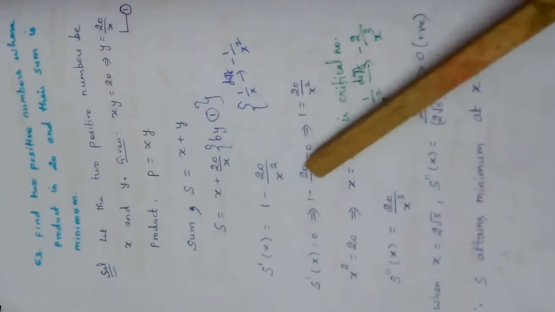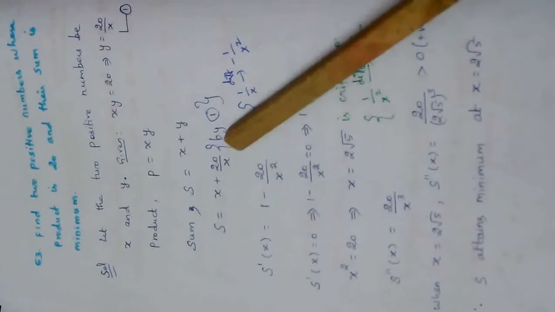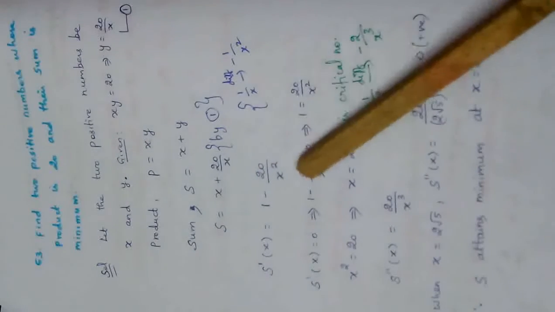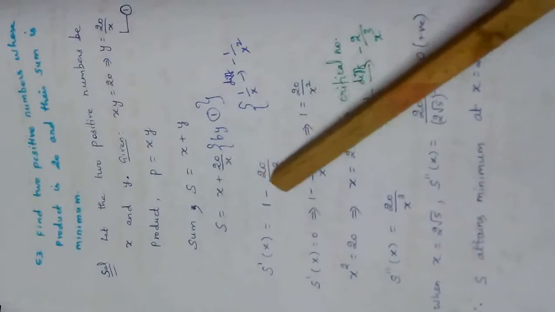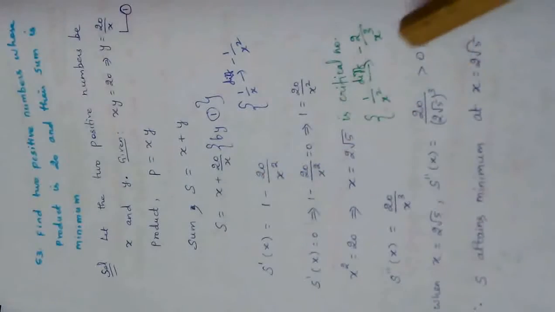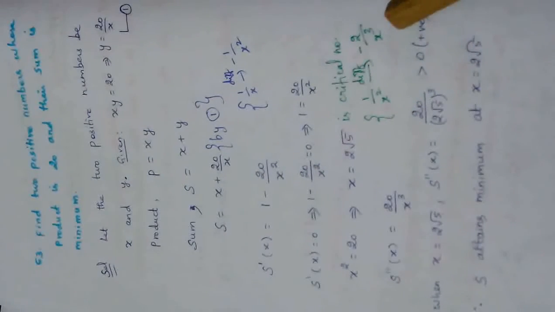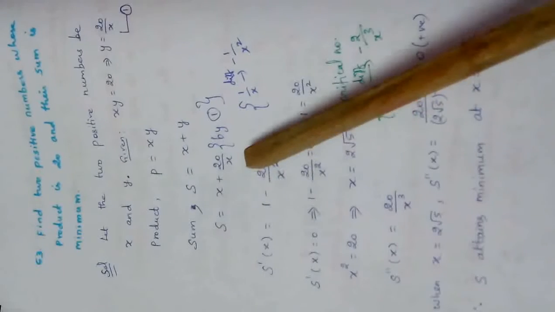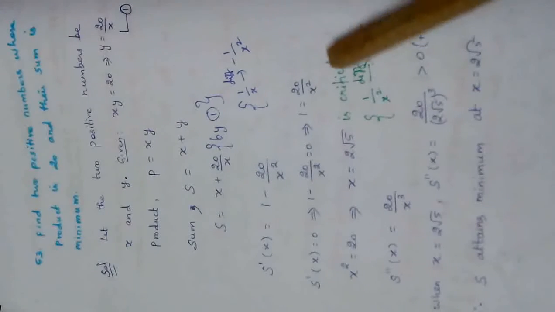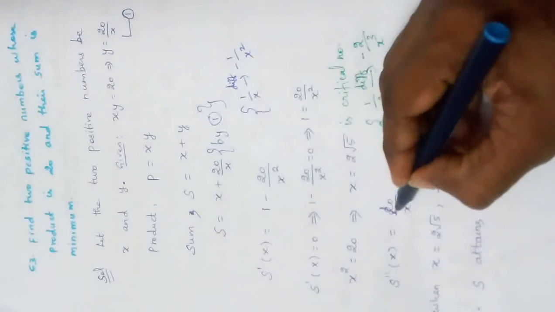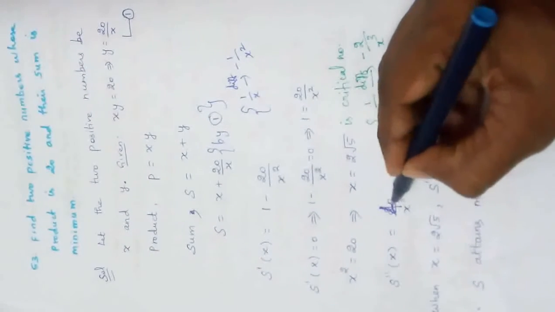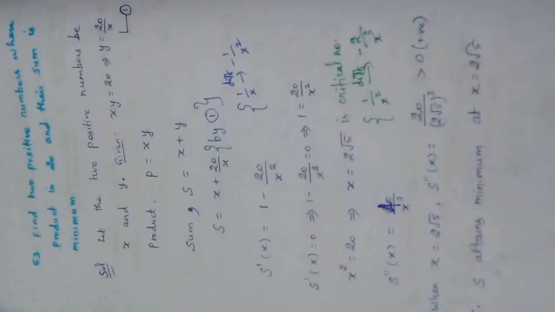Already what is present here? Minus 20 by x square is present. If I differentiate 1 by x square, what is the answer? Minus 2 by x cube. Already minus 20 is present. With that you multiply minus 2. So it becomes what? 40 by, I think I have to change here, 40 by x cube.